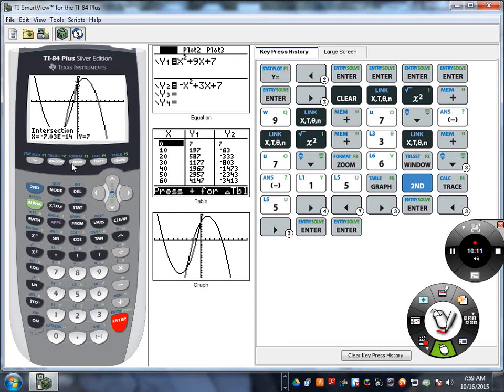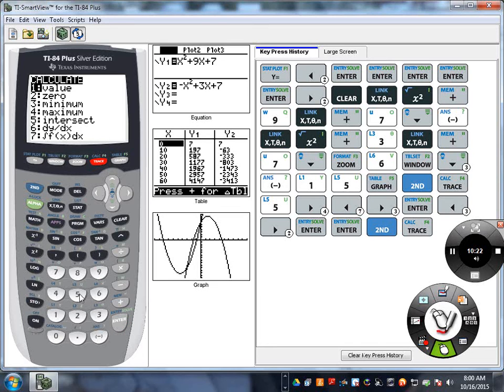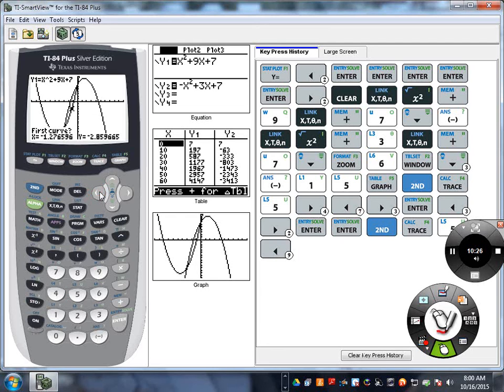So that's like 0.00000, 13 zeros, and then a 7. So that's basically like 0.7, which is what we got. And then we would repeat this for the second point of intersection.